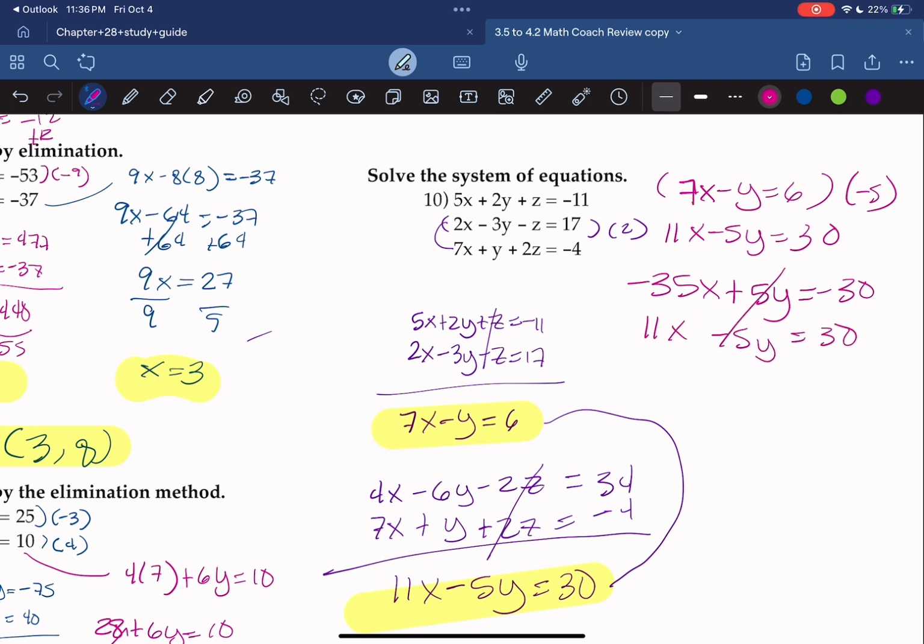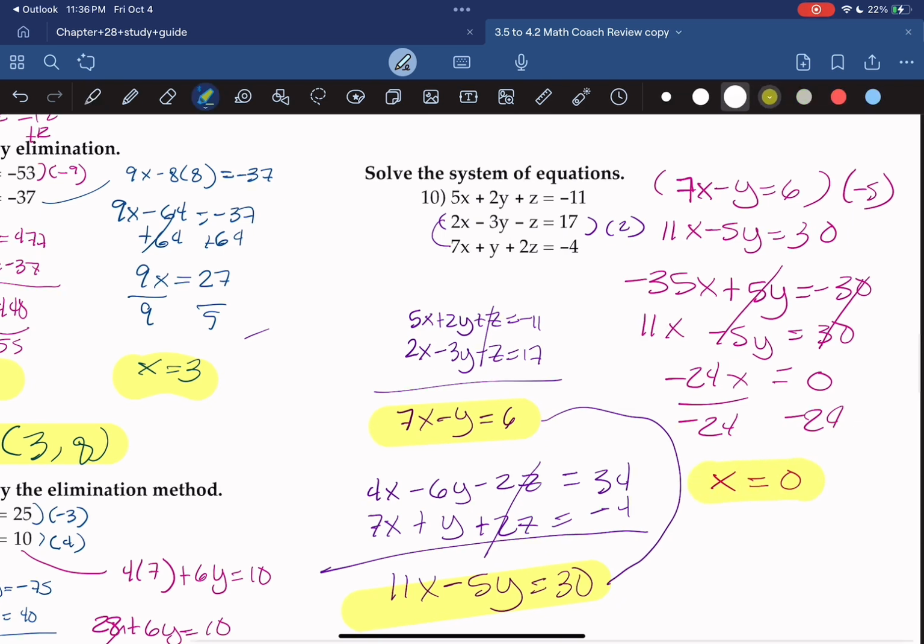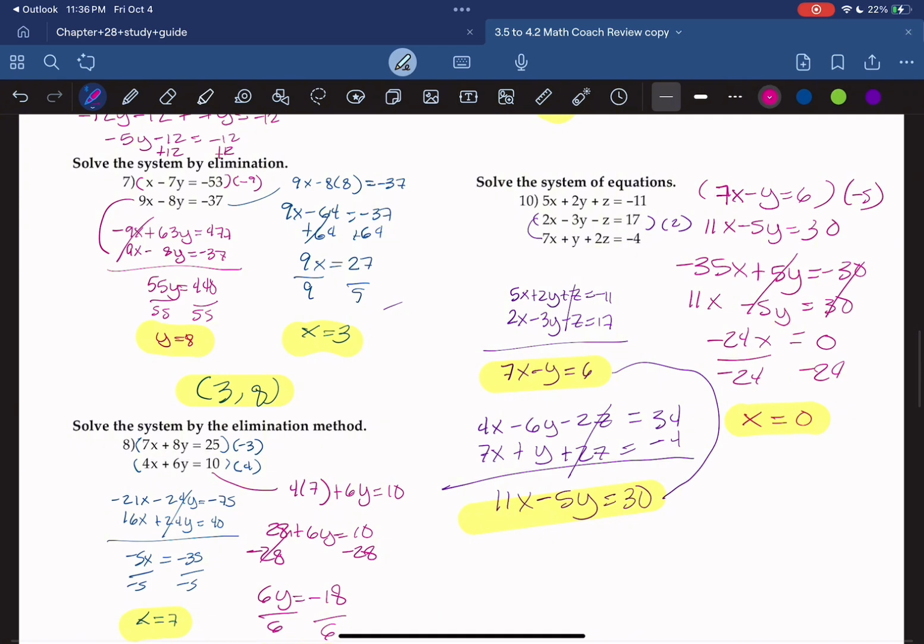These cancel. These are going to be equal to 0, and negative 35 plus 11 is going to be negative 24x, divided by negative 24, x is going to be 0. So yay, we found our x. And now we can plug our x into any of those equations in order to find y.